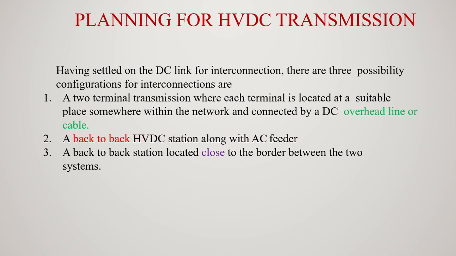So having settled on the DC link for interconnection, there will be three possible configurations. First one is a two terminal transmission where each terminal is located at a suitable place somewhere within the network and connected by a DC overhead line or cable. Second one will be what? A back-to-back HVDC station, also called an HVDC coupling station, which can be located somewhere within one of the networks, and an AC line from the other network to the common station.